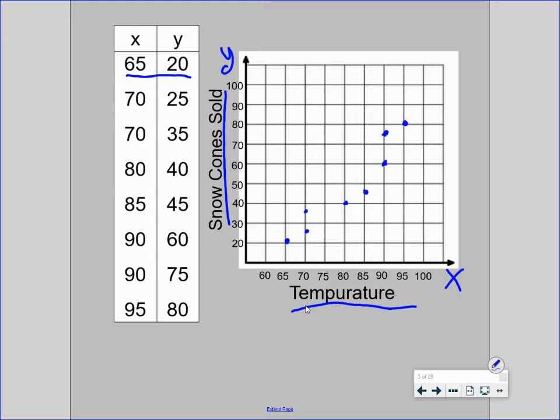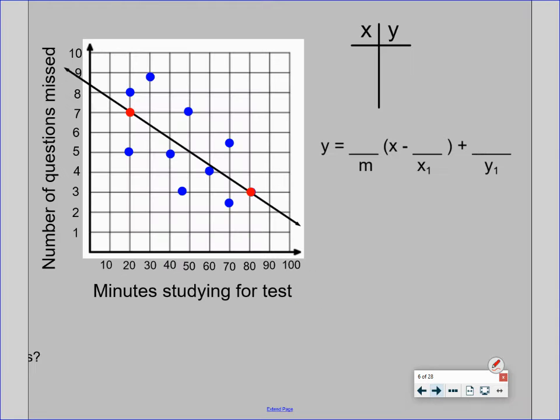And we are looking at, is there a relationship between the temperature in the day and how many snow cones sold? And as we look at this, you can tell that there is a relationship here. The warmer it was, the more snow cones sold. And we're going to talk about that today, looking at scatter plots and their relationships. So let's go on here.